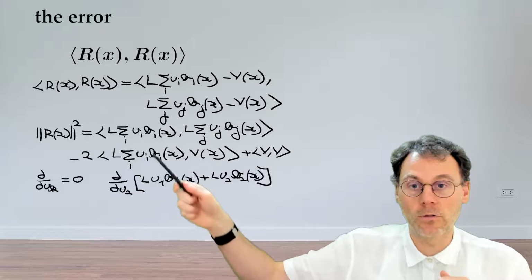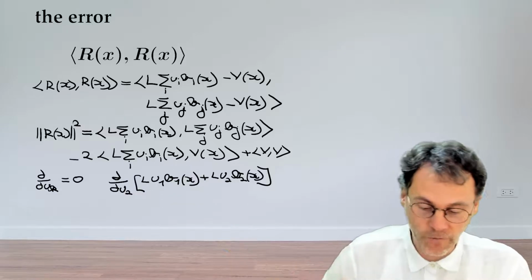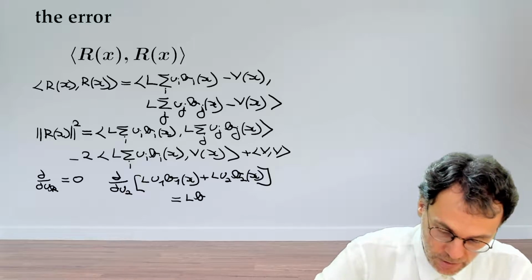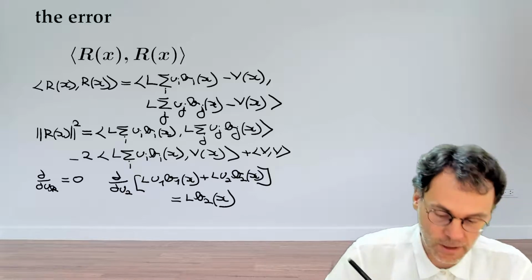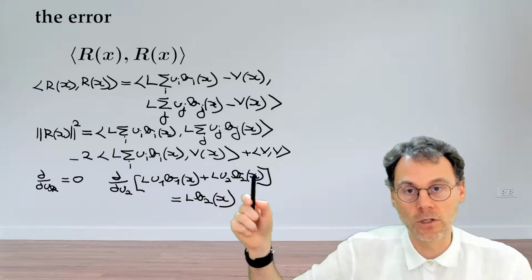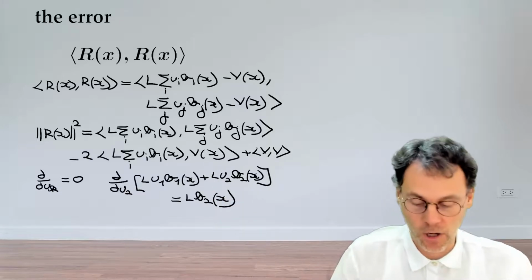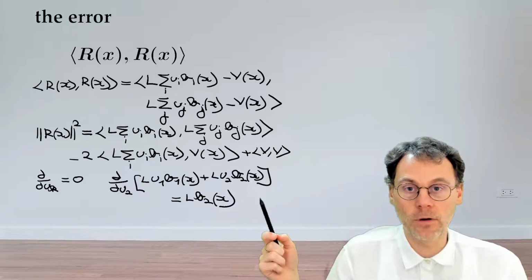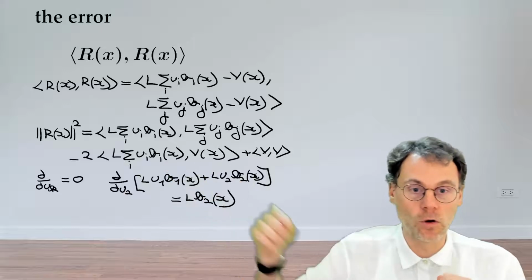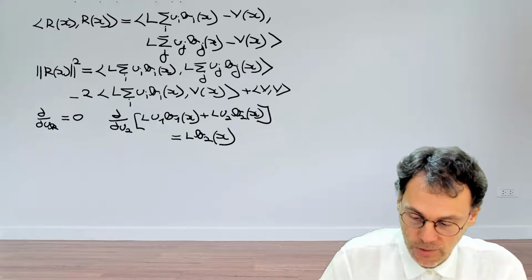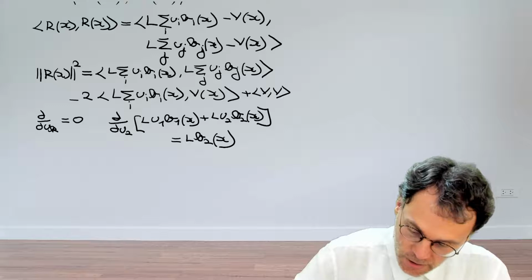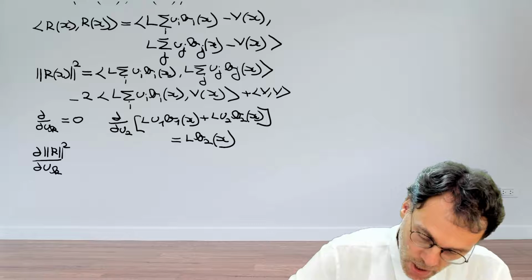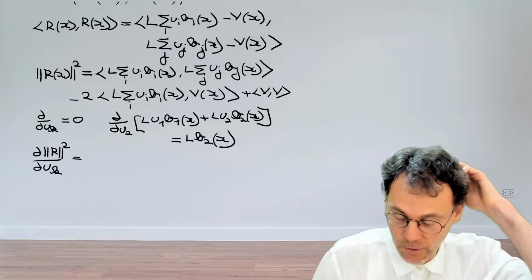So taking the partial derivative with respect to u_2, that first term vanishes. The only thing we're left with is L b_2(x), because this is a constant in front of a linear factor of u_2. So hopefully, by looking at this simple example, we now know how to calculate all of those derivatives. So let's proceed. Let's calculate d|r|^2/du_k and put that equal to 0.